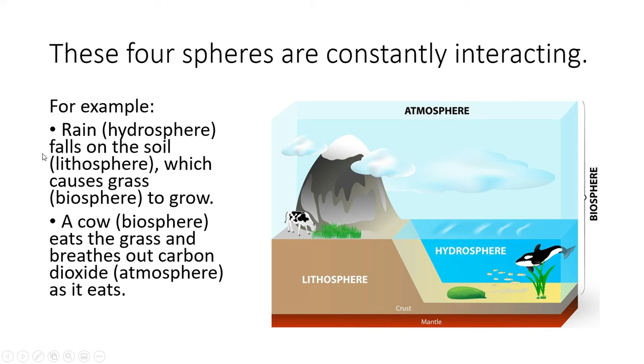So I've given you some examples here. So the first, rain from our hydrosphere, so rain from a cloud, falls on the soil in the lithosphere, which causes grass to grow. So we have in the biosphere grass growing. A cow, also part of the biosphere, eats that grass and then breathes out carbon dioxide, CO2, into the atmosphere as it eats. So here we have an idea of how something from the hydrosphere impacts the lithosphere, impacts the biosphere, and then impacts the atmosphere. All four spheres interacting with one another. And we'll see many more examples like this.